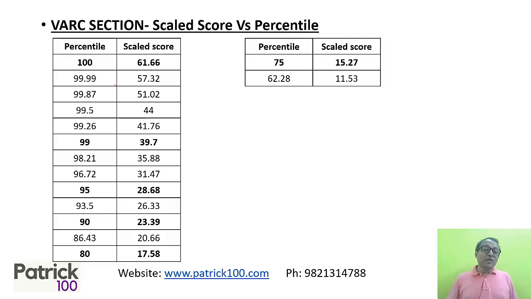Same as this, now if you look at verbal, a total 66 marks paper, 61.66 would give you 100 percentile, 57.32 would give you 99.99 percentile. Even if I want a 90 percentile, I require 23 marks, and for a 75 percentile, I would require 15.27 marks. So different marks versus percentile.